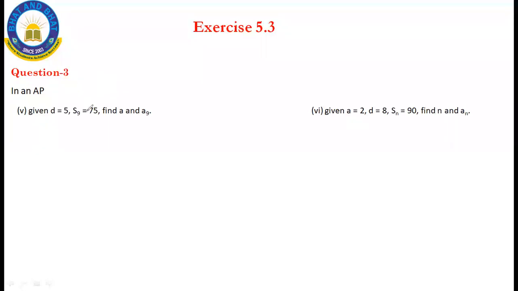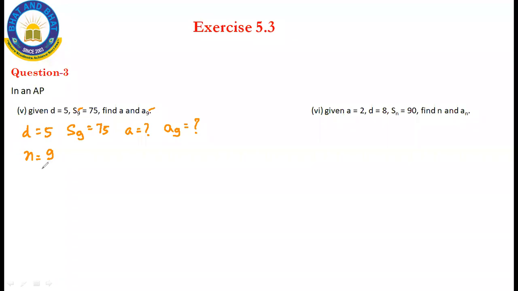d is equal to 5, S9 is equal to 75. Find a and a9. That means we don't know the first term as well as the last term. They have given us d as 5. They have given the sum of all terms as 75. We don't know what the first term is. We don't know what the nth term is. But we know n also. How much is n? n is equal to 9. We can note it down from here as well as here. So we know n, we know d, but we don't know a as well as an.